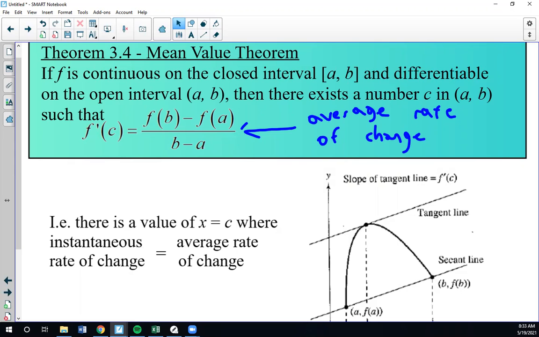But this average rate of change will be the slope of the secant line. So here's my 2 points. And it's saying that the slope of the secant line matches up with the slope of the tangent line at some point. Okay, that's what it's saying.